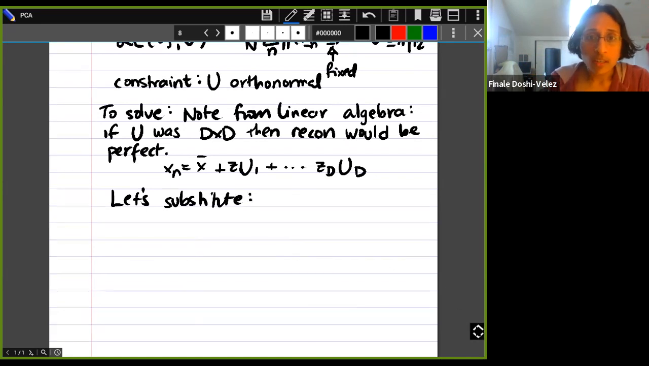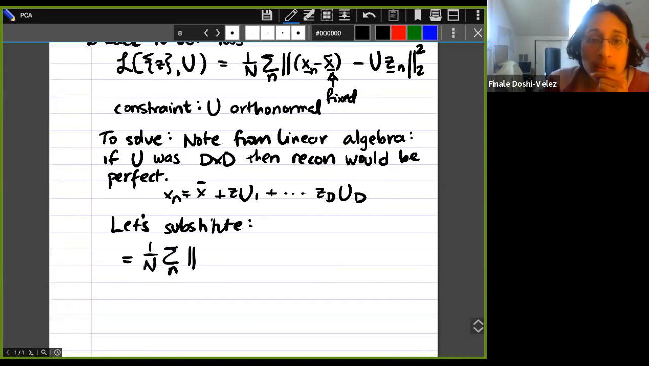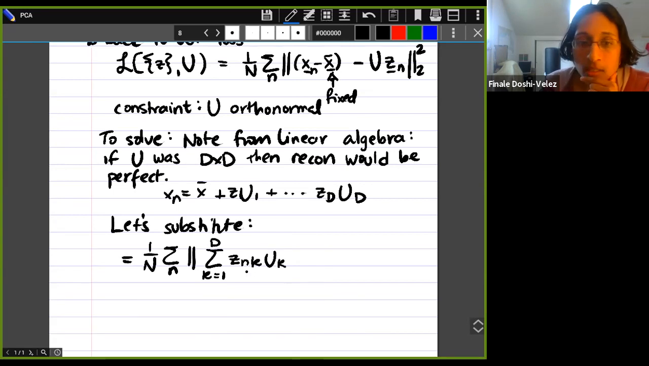So if I look at this original loss, let's pull it up like this so we can see it. Then we end up with the loss being equal to the initial part over here. And now we have xn minus x bar. So this x bar over here will cancel. And then we have a sum from little k equals 1 through d of z_nk u_k. So now I'm explicitly saying for xn, the kth coordinate.